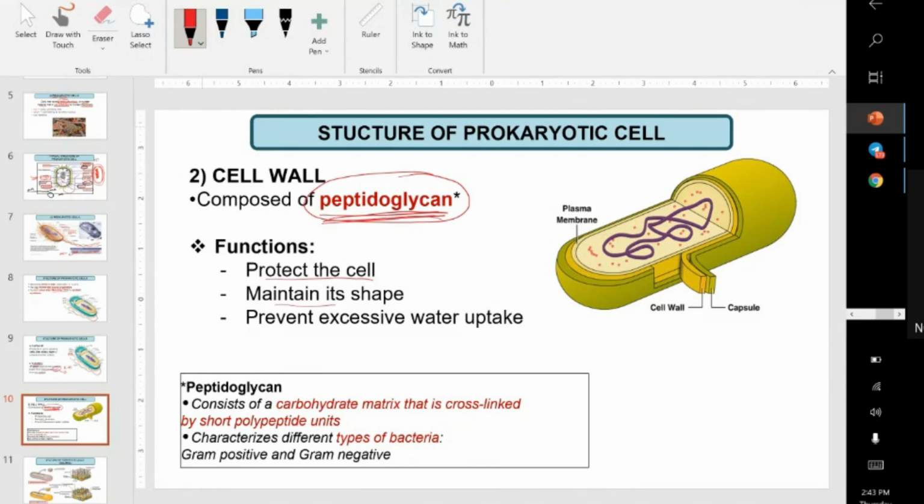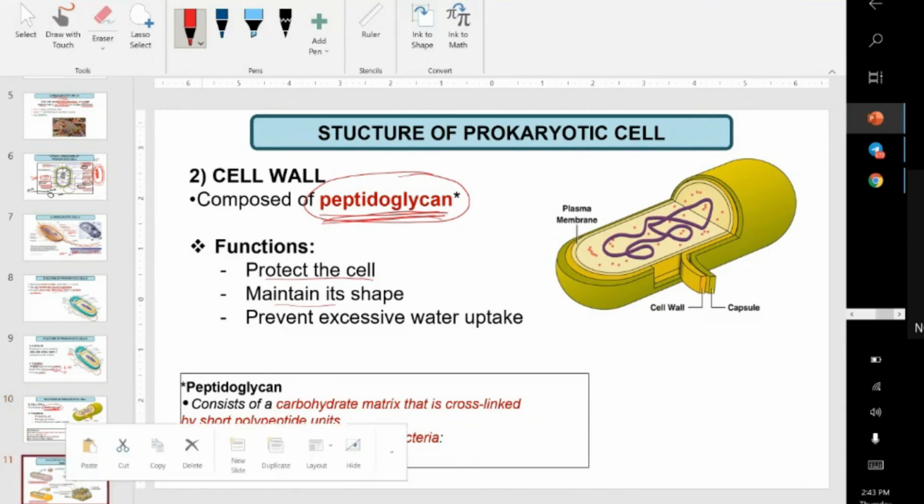So they can prevent any excessive water uptake, because if they absorb more water than they should, they might get bloated or burst, hemolysis, like our red blood cells. But because there is a cell wall surrounding their structure, they can prevent the excessive water uptake. So what is peptidoglycan? It is also stated in the lecture notes. You can read them.